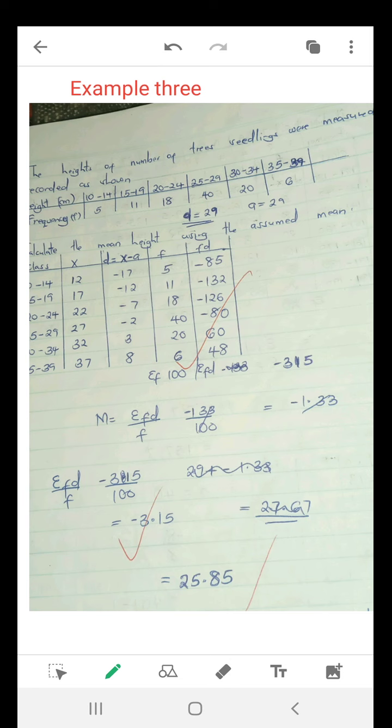So in the next class, we shall look at how to calculate the quartiles, the percentiles, and the deciles.